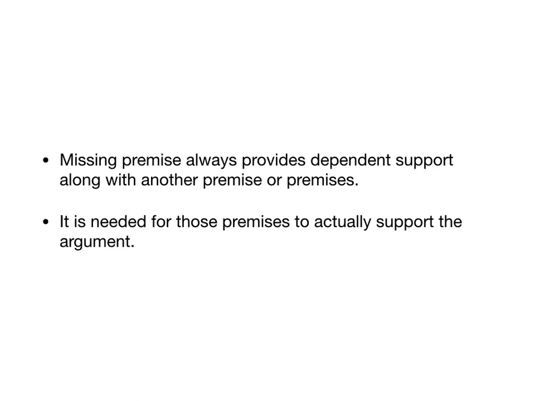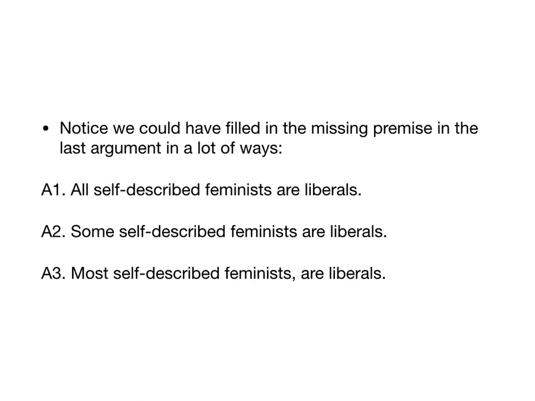Now, one thing I want you guys to notice, there are a lot of ways we could have filled in the missing premise in the last couple of arguments. Let's look at the feminist one, right? We could have all self-described feminists are liberals, some self-described feminists are liberals, most self-described feminists are liberals. Why did I fill it in the way that I did? Well, let's look at some examples and see why I did that.